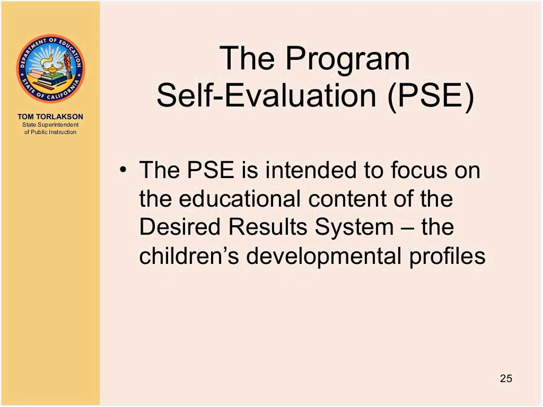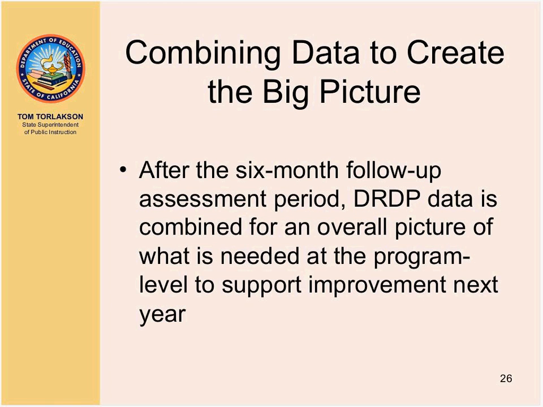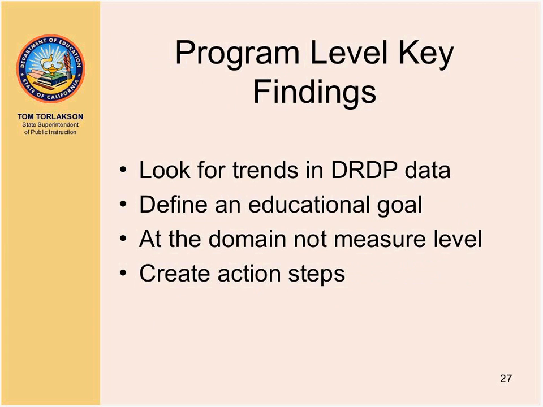So for the last couple of years and going forward for next year, the program self-evaluation is intended to focus on the DRDP piece of the entire DR system. And so really it's looking at the children's developmental profiles rolled up at the program level. So that's what we're going to focus on next, is combining the data to create really a big picture. So after the 6-month assessment period, DRDP is rolled up to create a big picture of what can be done to support improvement in a particular domain or a particular area in the following upcoming year.